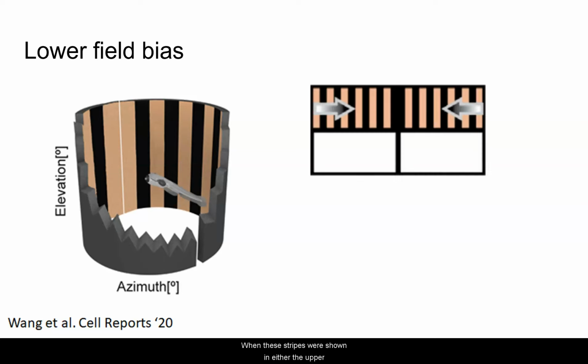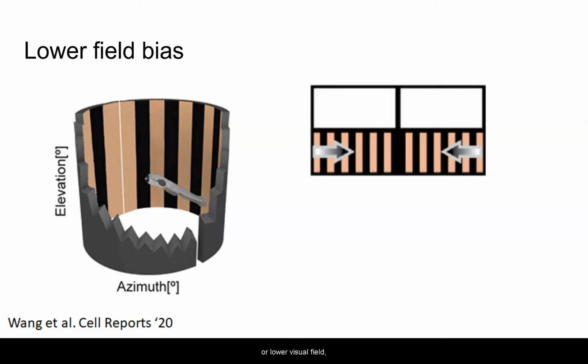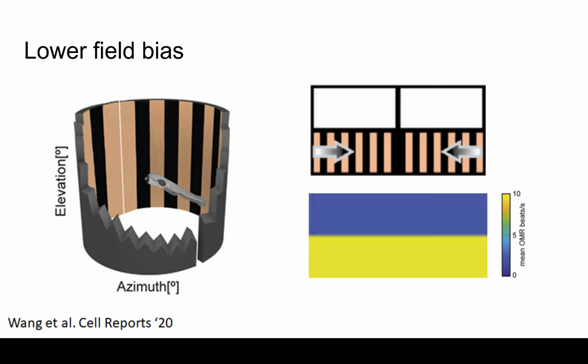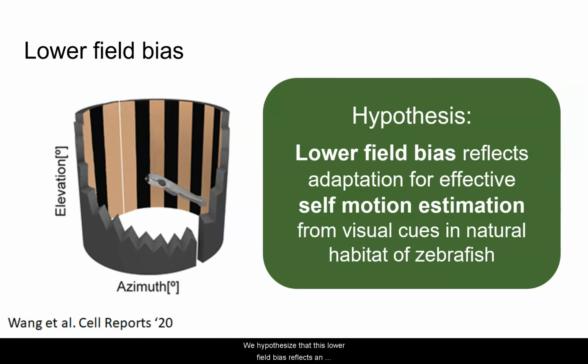When these stripes were shown in either the upper or lower visual field, the lower field evoked a much stronger behavioral response. Specifically, shown in yellow, the lower visual field evoked a mean optomotor response of about 10 tail beats per second, attempting to keep up with the stripes, whereas in blue, the upper visual field stimulus generated a much weaker response. We hypothesize that this lower field bias reflects an adaptation for effective self-motion estimation from the visual cues that are available in the natural habitat of zebrafish.